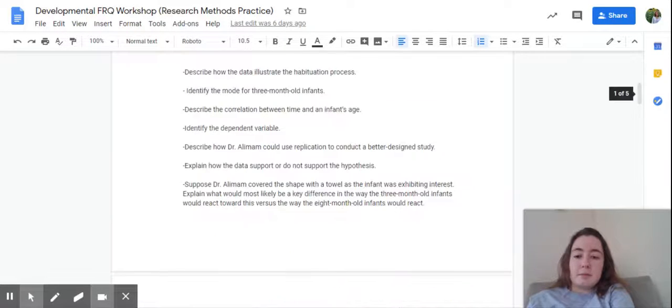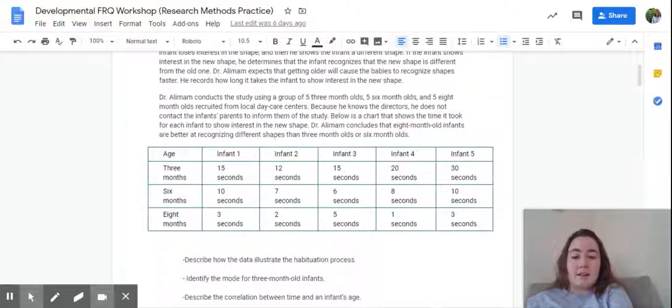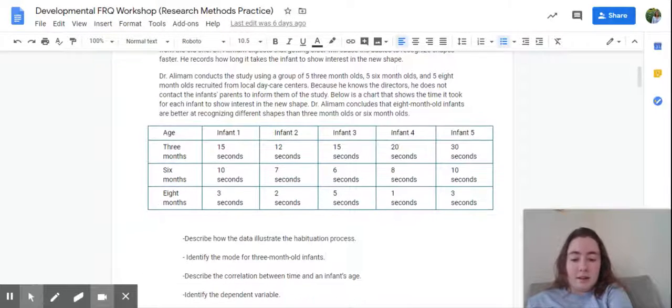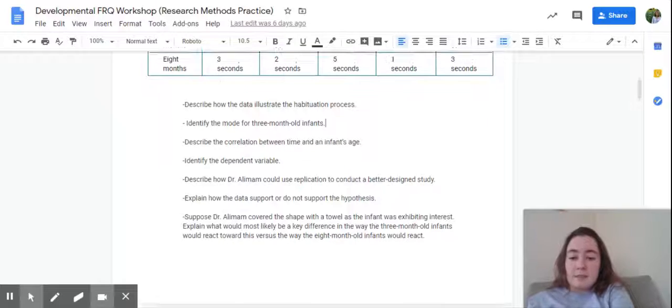So next one was the mode. So you guys were identifying the mode for 3-month-old infants. So big thing here is I know with science and the ACT, I wouldn't read fully and I would mess myself up. So you're just looking at 3 months here, and mode is the most frequent number that pops up. So I think mode, most frequent. So here we see 15 pops up twice, so that's the mode because it's coming up most often.